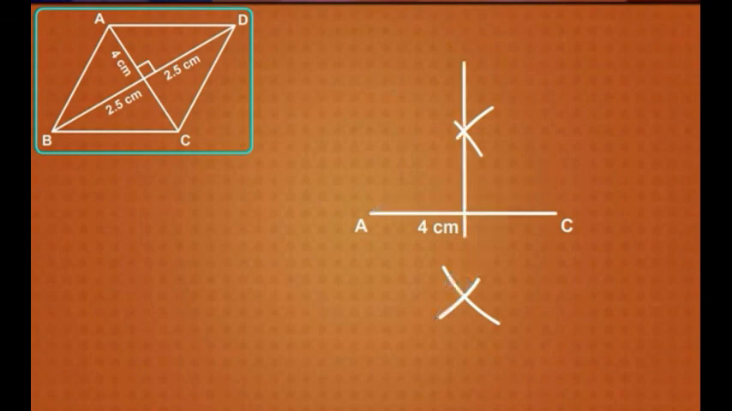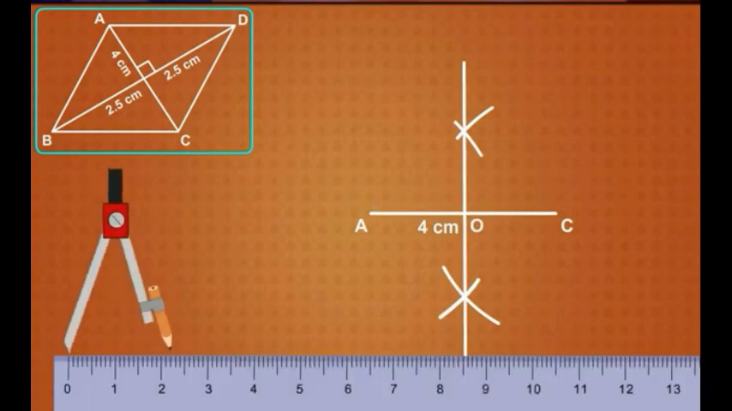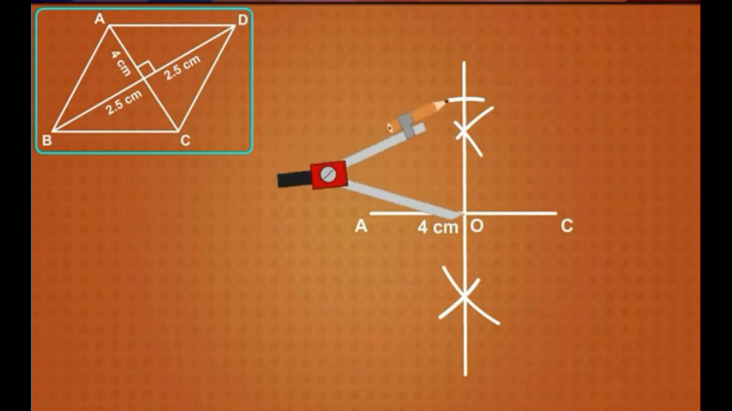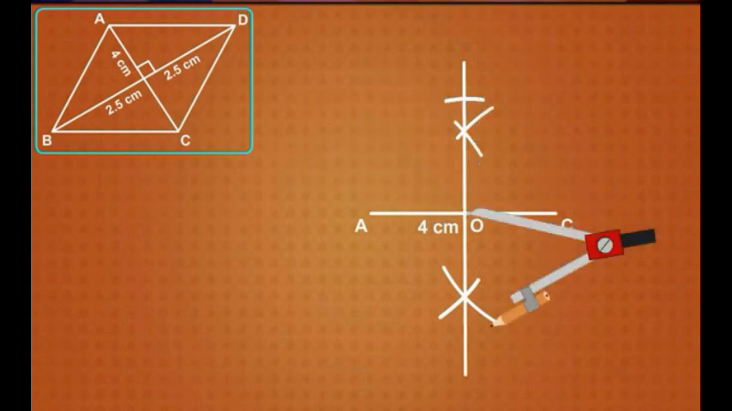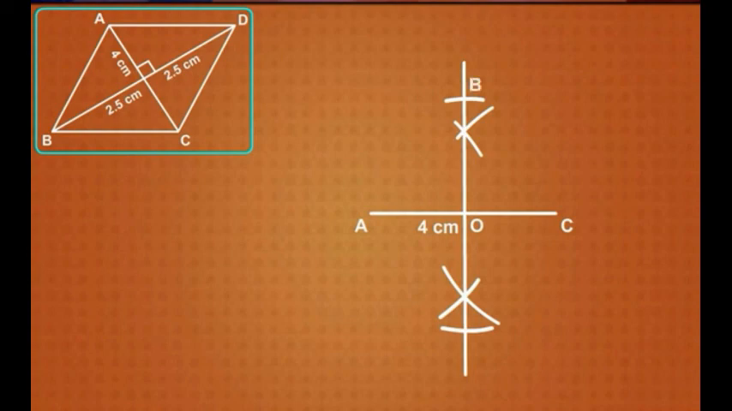This perpendicular bisector is intersecting at point O. From O we will cut two arcs of 2.5 centimeter on either side and we will name these B and D. Join ABCD. ABCD is the required rhombus.